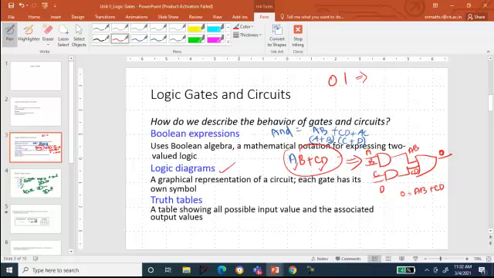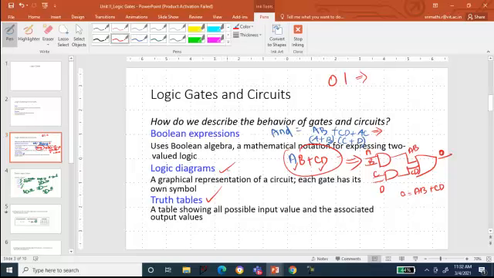And the logic diagram. For example, for implementing this expression, if I draw a logic circuit, this is an AND gate, we know AB and CD. Let me take only AB and CD, and then I add them up. So this is my output. This is said to be the logic diagram.